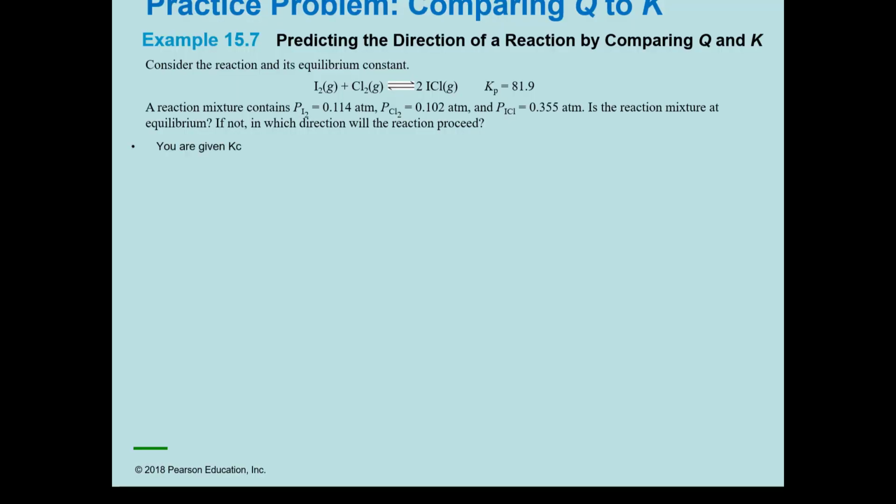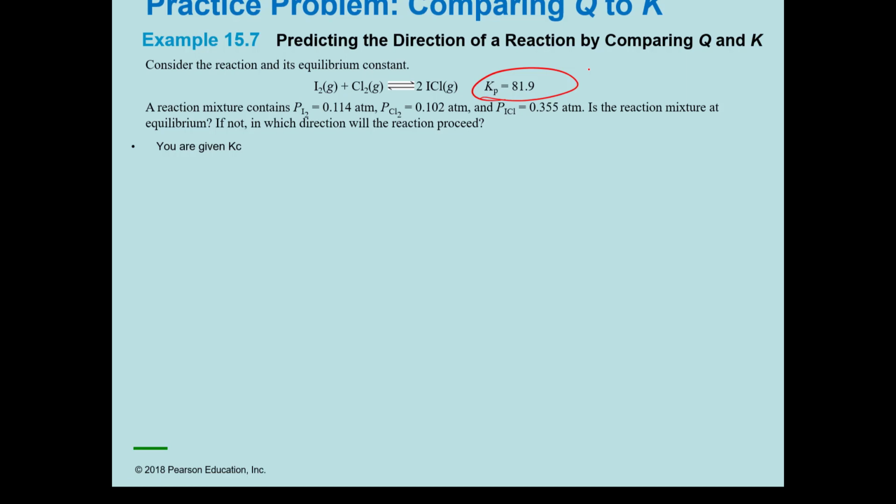So in predicting the direction of a reaction by comparing Q to K, you can do this for Kp or Kc, either one, it doesn't matter, because they're proportional. If you've got all gases here, it gives you the Kp. If you wanted to do it in molarity, you could do all those conversions, but why? It's the same proportion. So you have a Kp value. You've got a reaction mixture of I2, which is 0.114 atmospheres, Cl2, which is 0.102 atmospheres, and then the product, iodine chloride, which is 0.355 atmospheres. And it wants to know, is the reaction mixture at equilibrium or not? And if it's not, which way should it proceed?